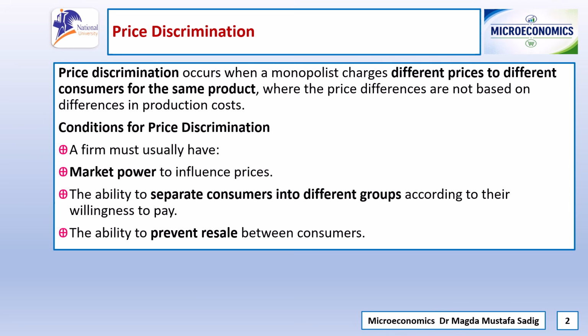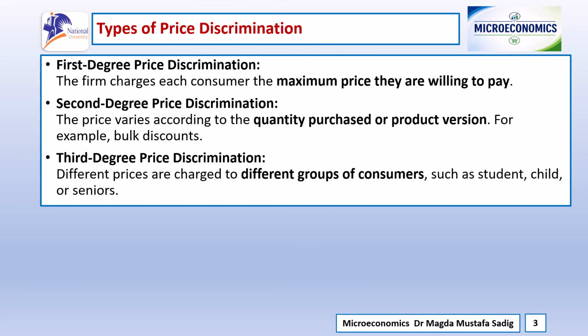So to summarize, successful price discrimination generally requires market power, the ability to separate consumers according to willingness to pay, and the ability to prevent resale between consumers. Let us come to types of price discrimination. Now that we understand the meaning of price discrimination, let us discuss its three main types. These are first degree, second degree, and third degree price discrimination.